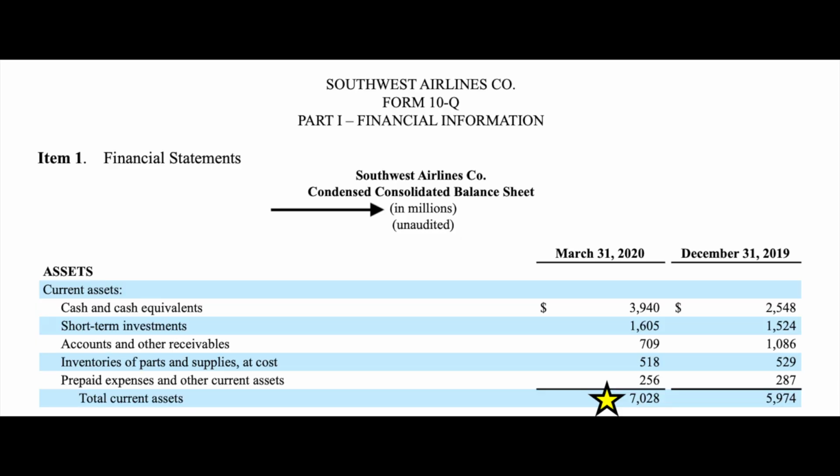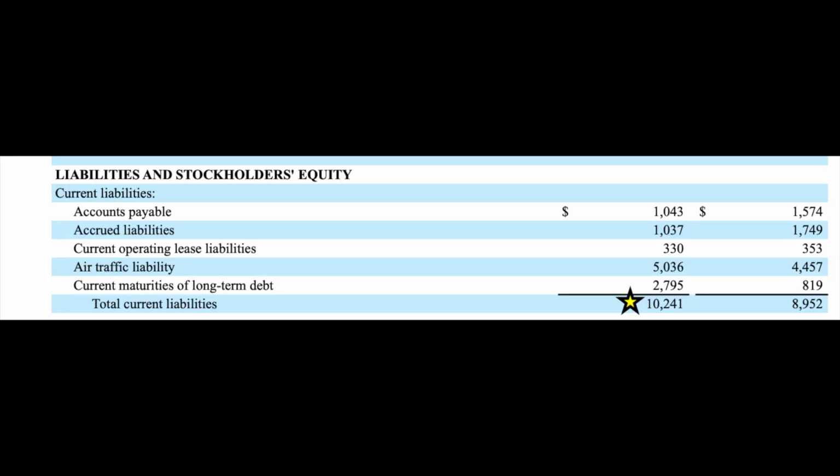Let's take Southwest Airlines, for example. If you take a look at their 10Q filed for the first quarter of this year, on their balance sheet you can see that they have current assets of approximately $7 billion and current liabilities of approximately $10 billion, giving them a current ratio of 0.7.